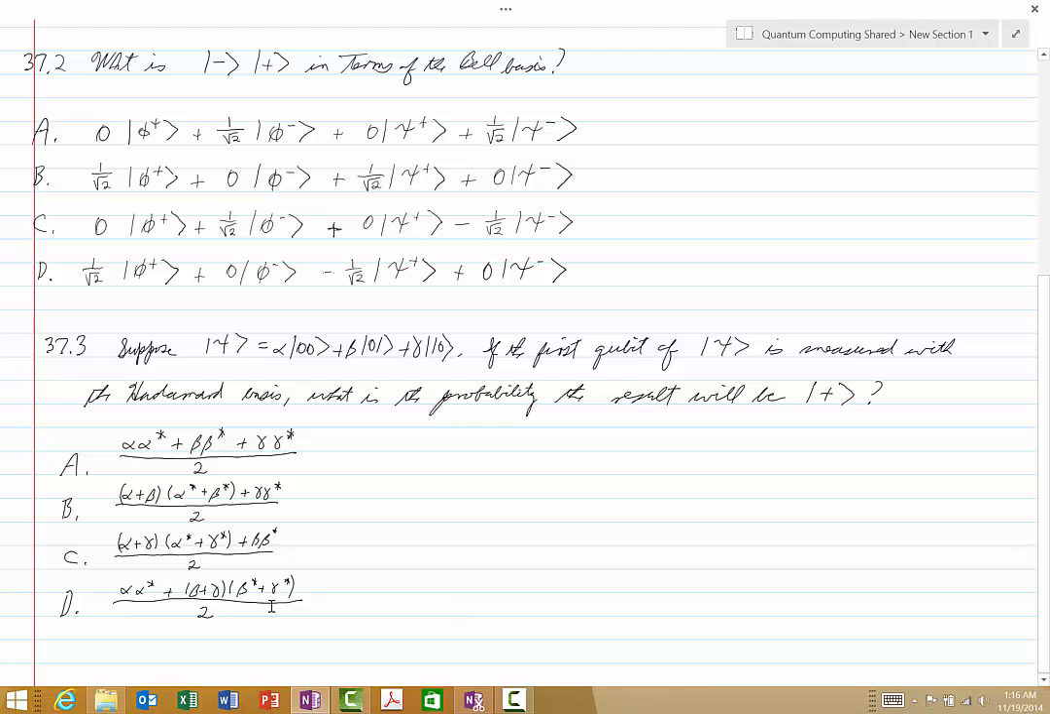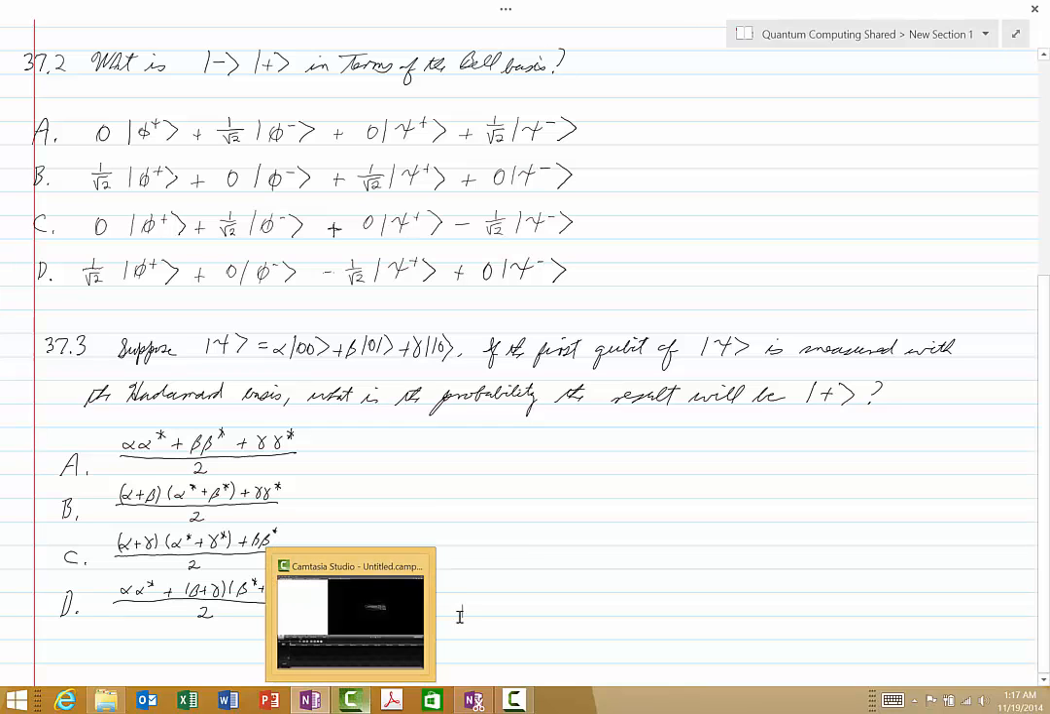So those are the 3 problems to get us started on reviewing the material of this course, and in the next 2 lectures we will have more review problems. And so that is it, and good luck.